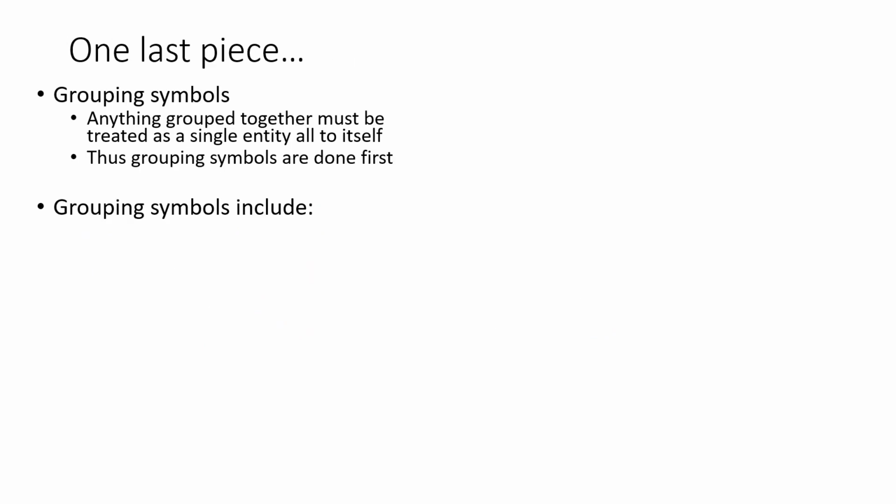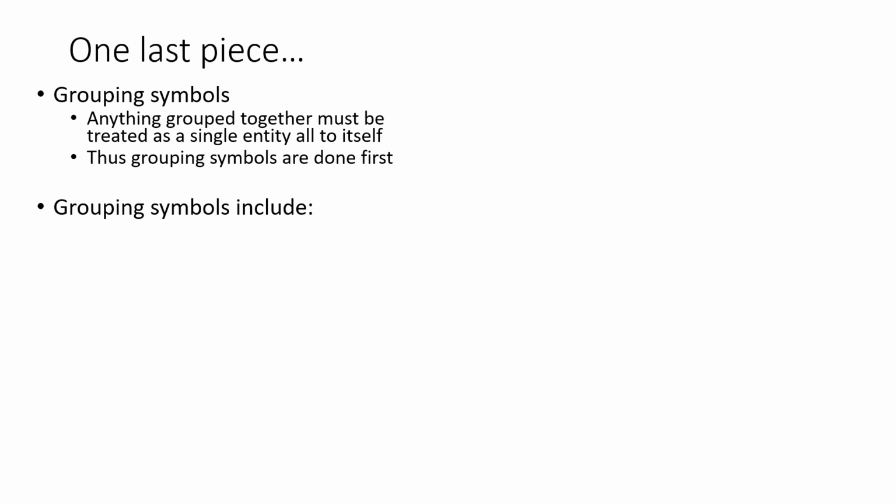Now, one last piece of our order of operations. That's our grouping symbols. Anything grouped together must be treated as a single entity all to itself. It's like thinking of your family as a single group. If you go into a restaurant, you're treated as a group. So you come in together, you sit at a table together. The people at the restaurant don't go splitting your family up. You are a group. Thus, grouping symbols have to be dealt with first or on their own.